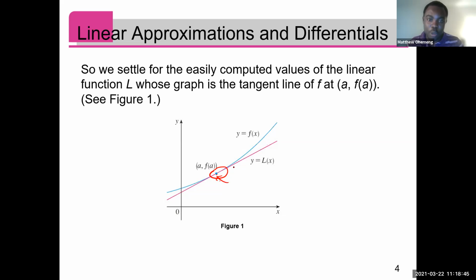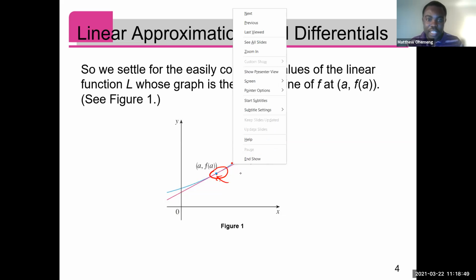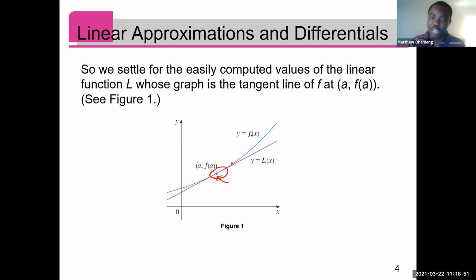So if, say, I want to find the value of the function at a point here, then instead of using the value on the actual curve, I can approximate it using the value on this tangent line, right? Because they are close in that region. So that's the idea of linear approximations. As you can see, at the point of tangency, they are the same values. But in the neighborhood, the closer you are to the point of tangency, the better your approximation is.